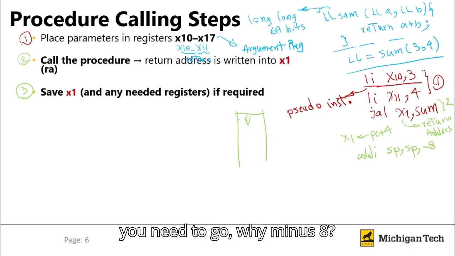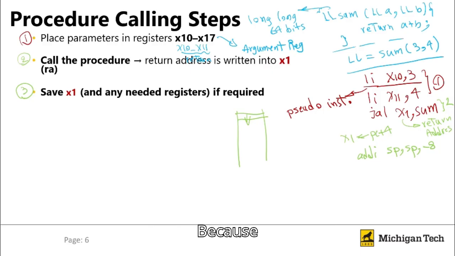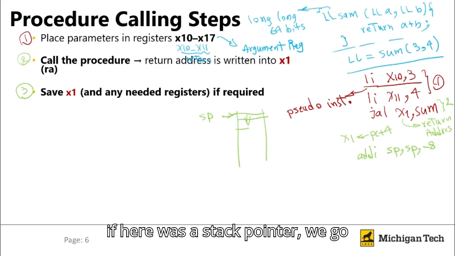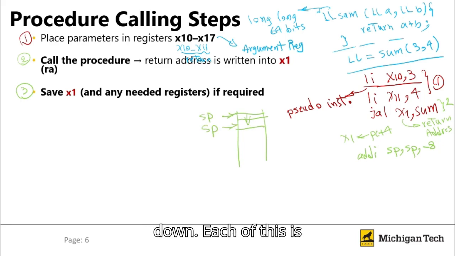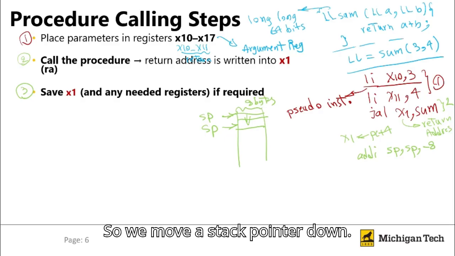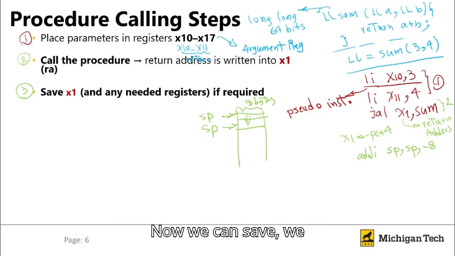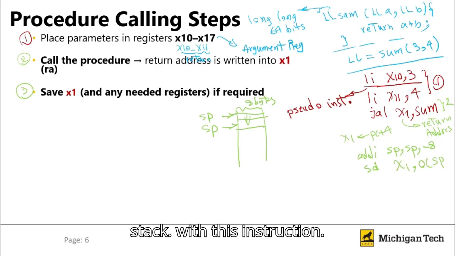It means you need to go, why -8? Because each register is 64 bits, so 8 bytes. So if here was the stack pointer, we go down. Each of these is 8 bytes, okay? So we move the stack pointer down. Now we can store x1 in the stack with this instruction.